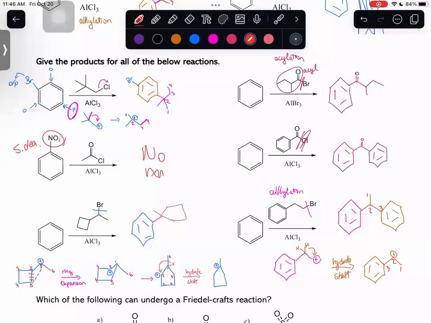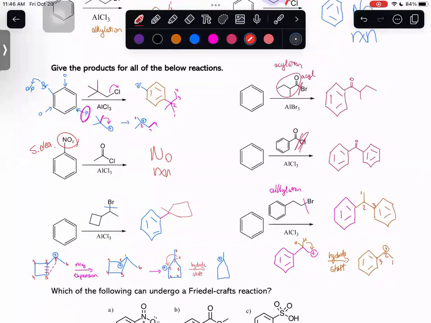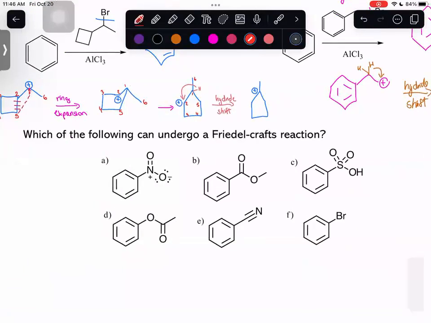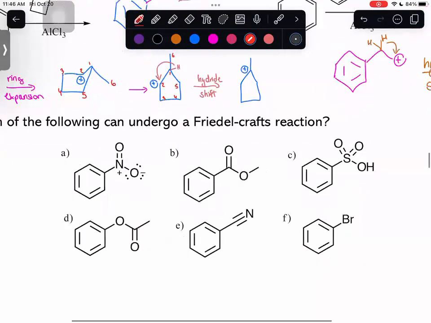Okay, we're all good? Another one. Okay, actually, let's go to a conceptual question this time. Which one is going to be able to undergo any Friedel-Crafts reaction? So that means acylations or alkylations.